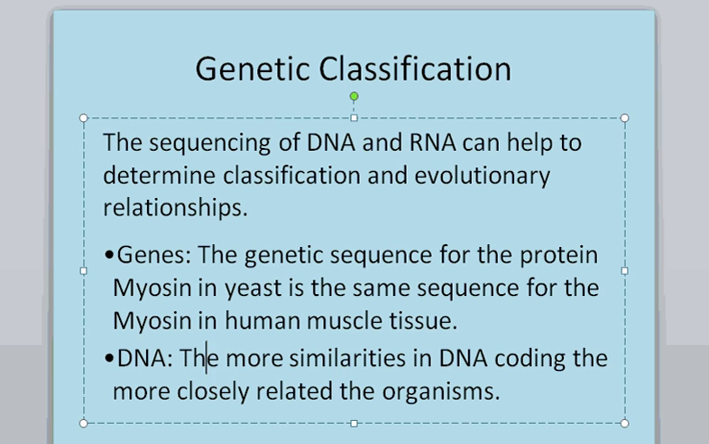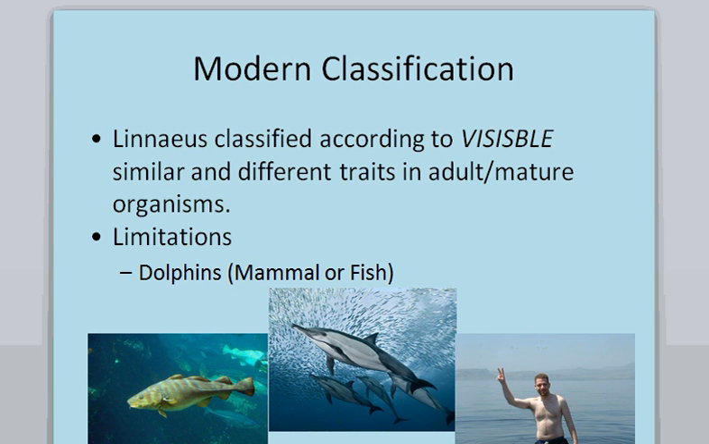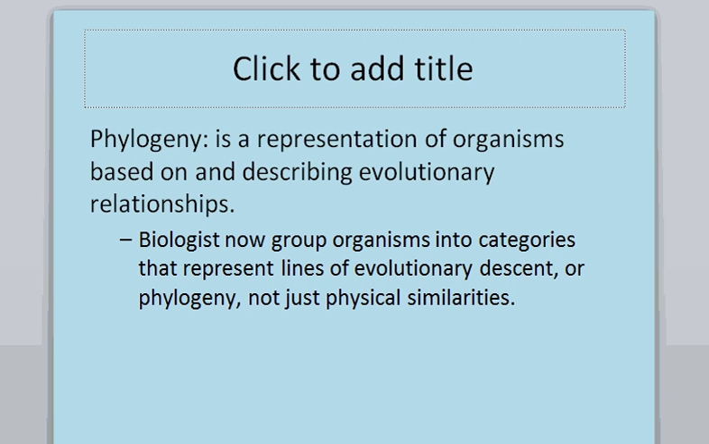Okay. Hopefully you learned a little bit about modern classification and how we still use Linnaeus's classifying, only we've upped the ante and we've added timing into it. And now we take not only how similar organisms are, but at what time they have branched off from a common ancestor.